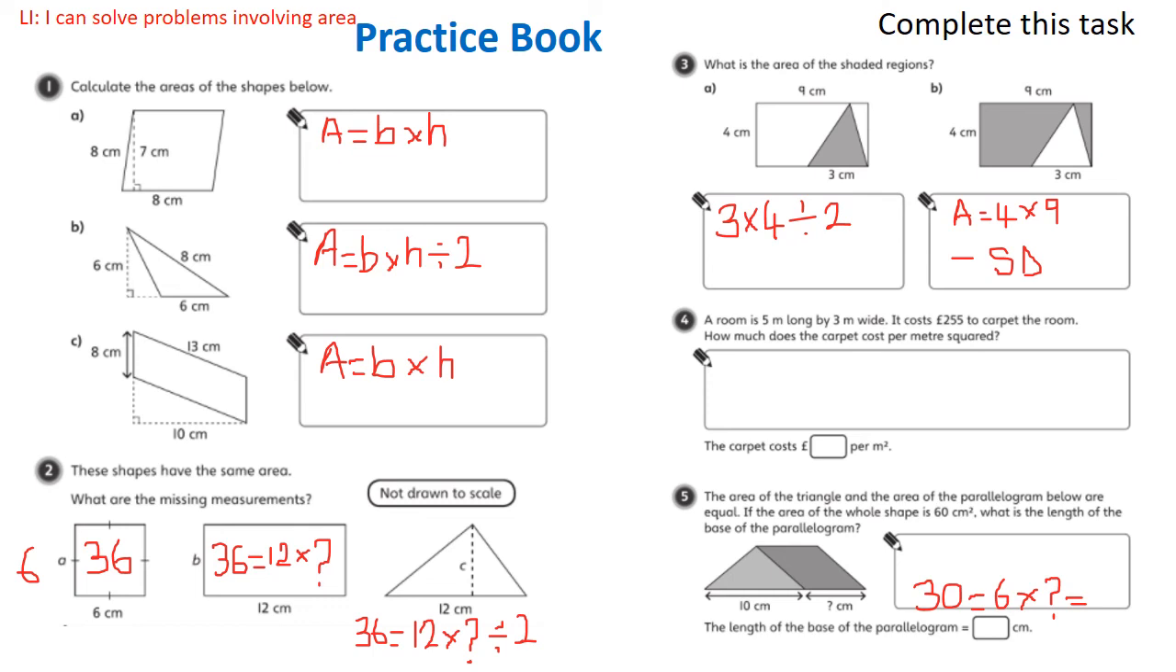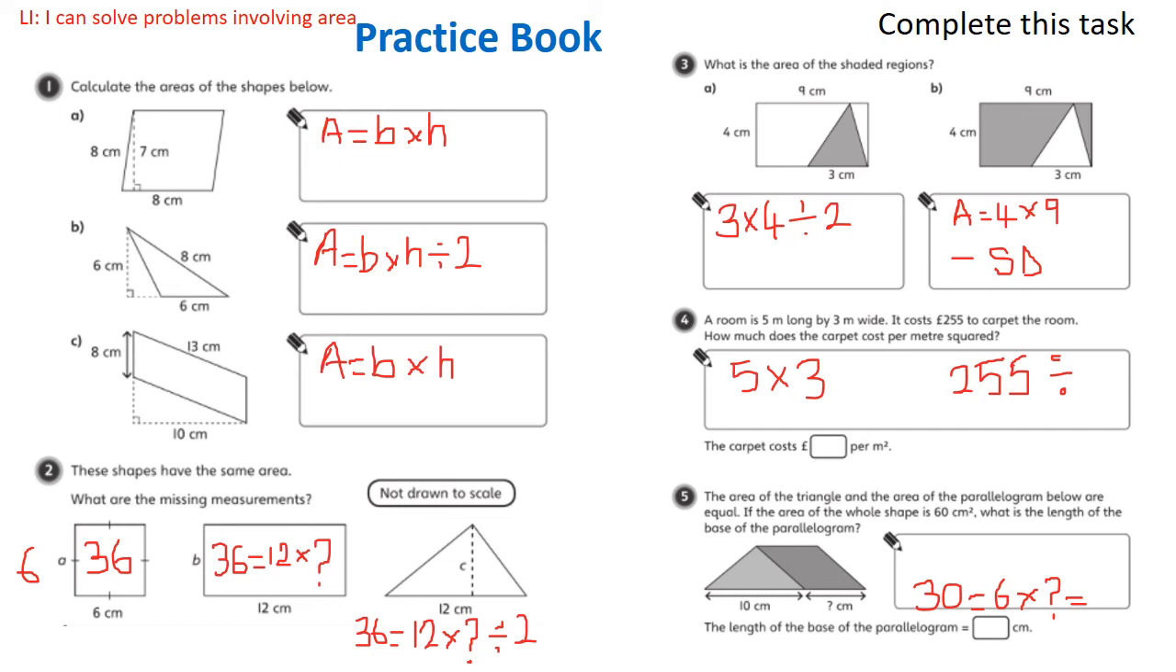Question 4. A room is 5 meters long by 3 meters wide. It costs £255 to carpet the room. How much does the carpet cost per meter squared? So find out the area of the room and then divide your total cost of the carpet by however much the area is.